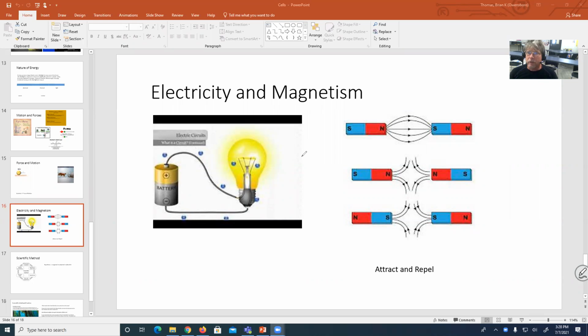So this lesson is going to be on electricity and magnetism. When it comes to electricity on the GED test, it'll probably be what we call electrical circuits. So you have this power source, in this case, a battery, and then you'll have these wires moving around, and then you'll have some type of work being done. In this case, it'd be a light bulb, and then the wire would have to make its way back to the power source.